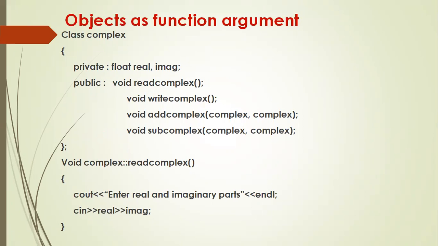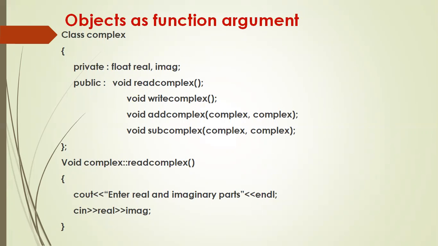When we look at the prototypes, we can easily understand that the first two functions, read complex and write complex, belong to the category of function without argument, without return value. The third and fourth, add complex and sub complex, belong to the category of function with argument and without return value. The arguments are objects. Here I have just mentioned the prototypes of all four functions inside the class, and I have defined each function outside the class.